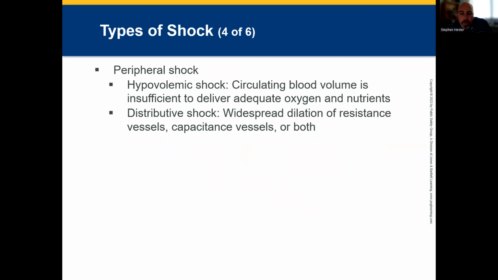Peripheral shock is hypovolemic shock, where circulating blood volume is insufficient to deliver oxygen and nutrients to the body. There are two types, exogenous and endogenous. Exo just means outside the body, and endo means within. And then distributive shock is widespread dilation of the resistance vessels.